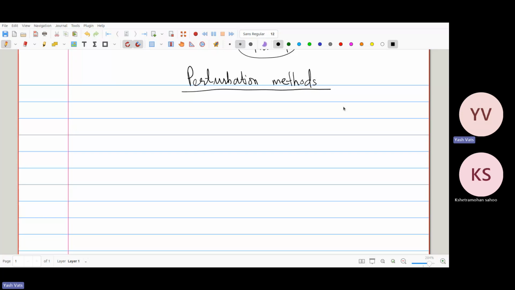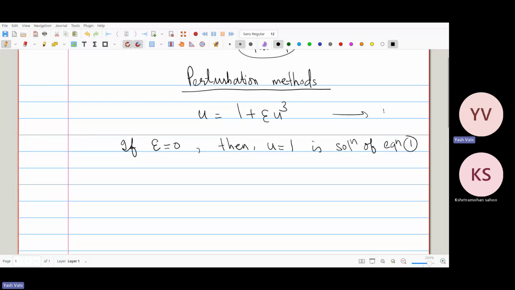Using power series expansion. So if you have an equation like this, how will you solve it? It's not very easy to solve. So what to do? If your epsilon is 0, then it's just straightforward, right? u equals 1 is the solution of that. And if your epsilon is greater than 0, then what are you going to do in that case? You reconsider your equation.